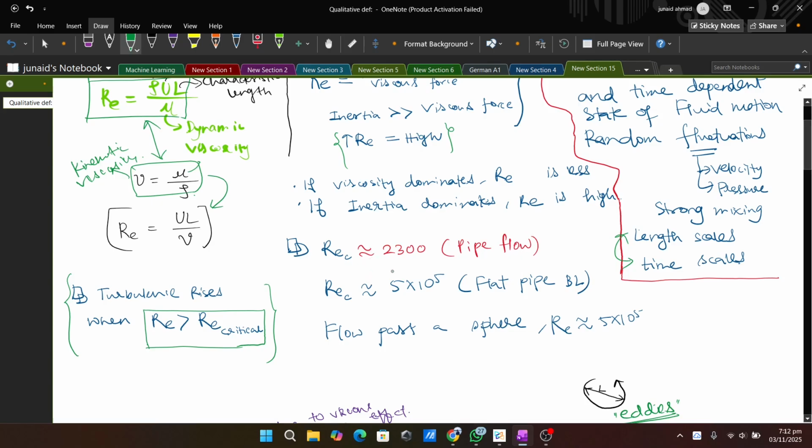If the Reynolds number, see, there is no dimension. Why? Because Reynolds number is a dimensionless number. So the value will be close to 2300. So this is the critical Reynolds number in this case. And in case of the flat plate boundary layer, BL means boundary layer, the value is 5 times 10 to the power 5. In case of flow past a sphere, the value of the Reynolds number is the same as the flat plate boundary layer, 5 times 10 to the power 5.